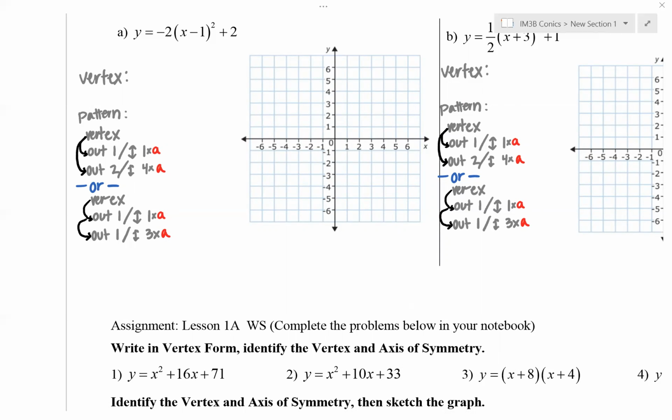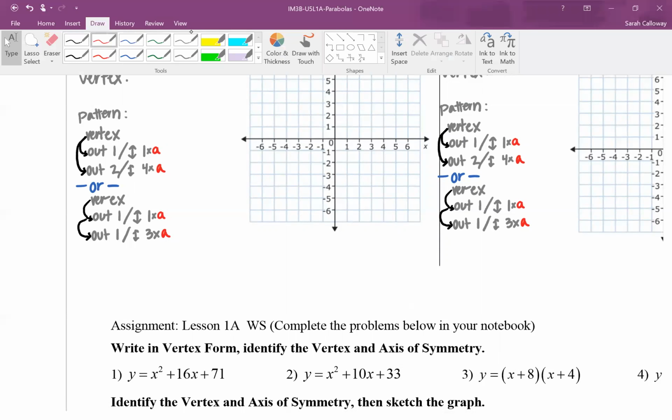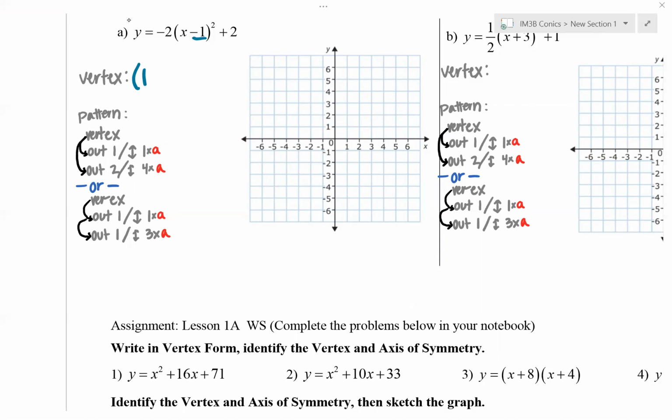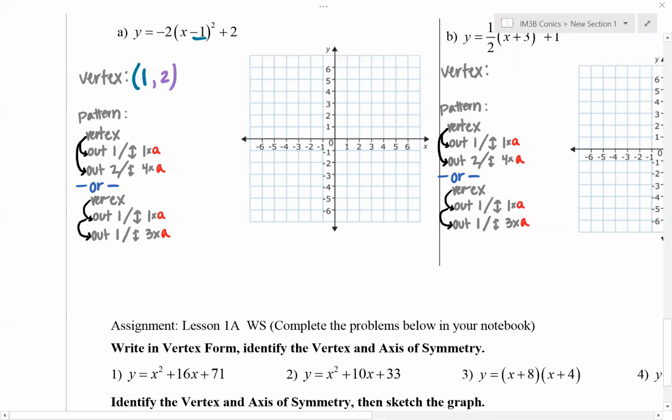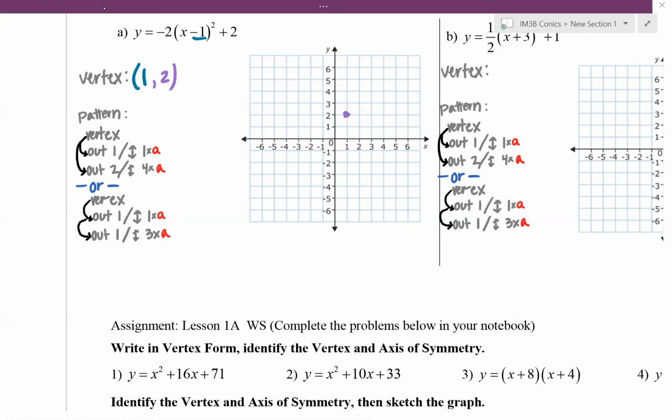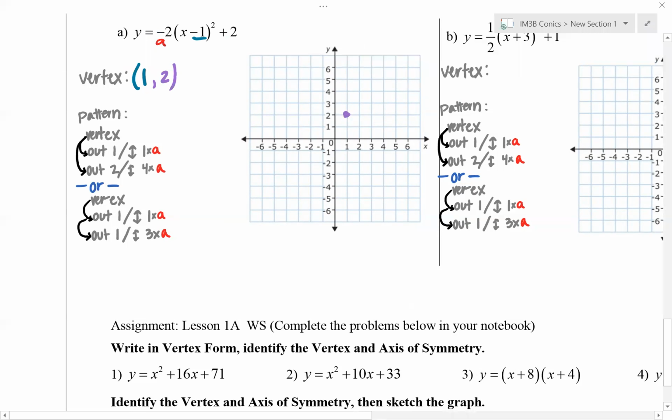The first thing we want to do for either method is figure out the vertex of the graph, which is what for this problem? 1, 2. Okay, so our h value is 1 and our k value is 2. So we're going to plot the point 1, 2. In this problem, a is -2, so we're going to have to multiply our pattern by -2 to figure out which way we're going and how far.